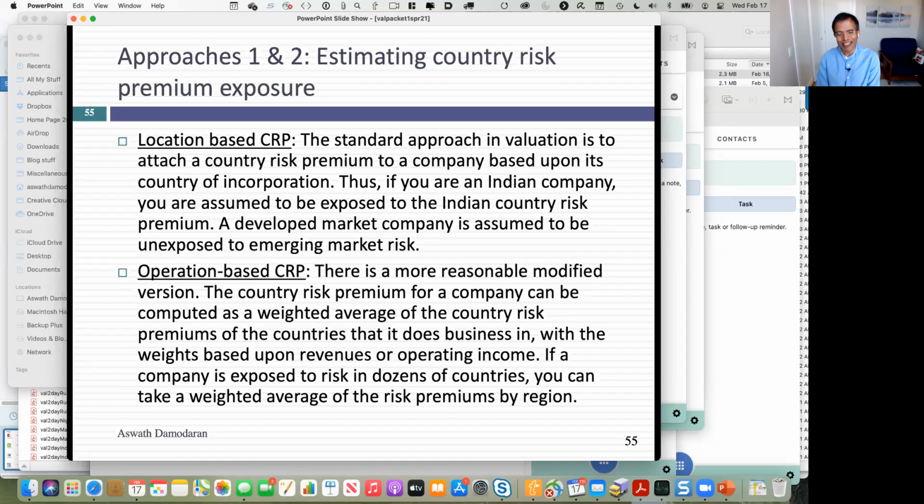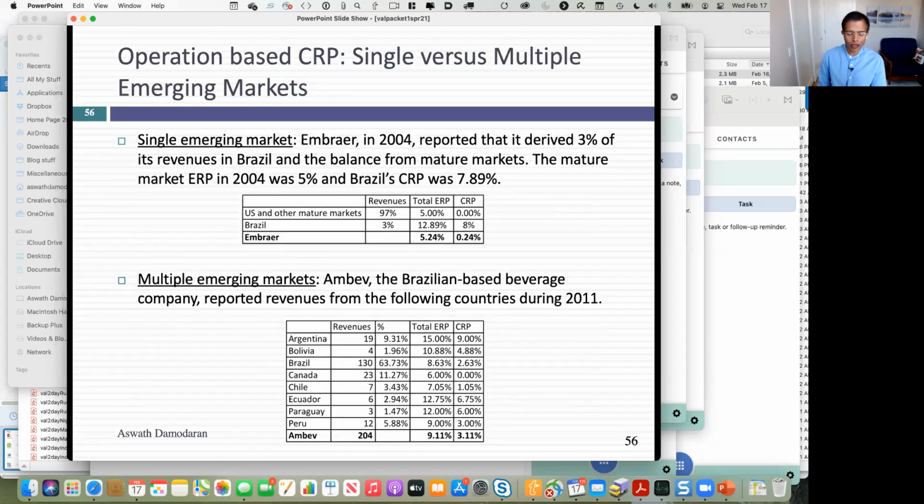Now, the easiest way to get an operation-based equity risk premium is to use revenue weights. So here I've given you 2 examples. If you look at the first one, which is Embraer in 2004, Embraer is a Brazilian aerospace company. But in 2004, when I was valuing it, it got 97% of its revenues in the US and Western Europe. It got 3% of its revenues in Brazil. From a pure revenue weight perspective, its equity risk premium looks like the equity risk premium for a US company, even though it's a Brazilian company.